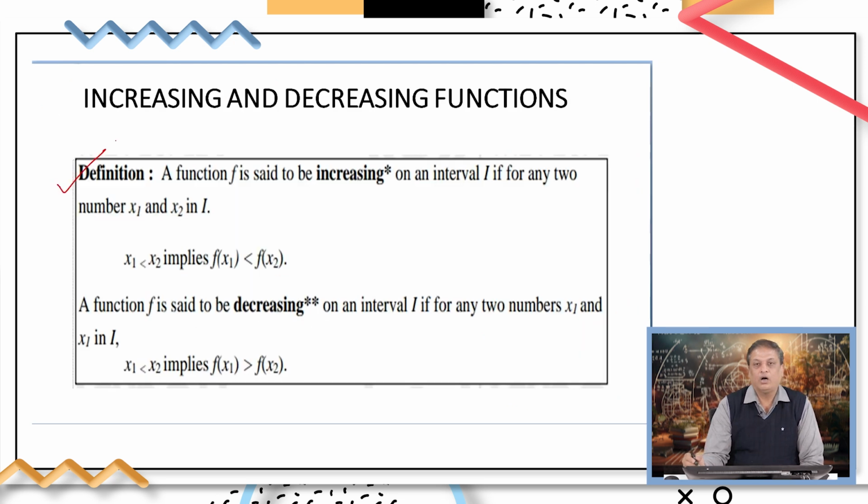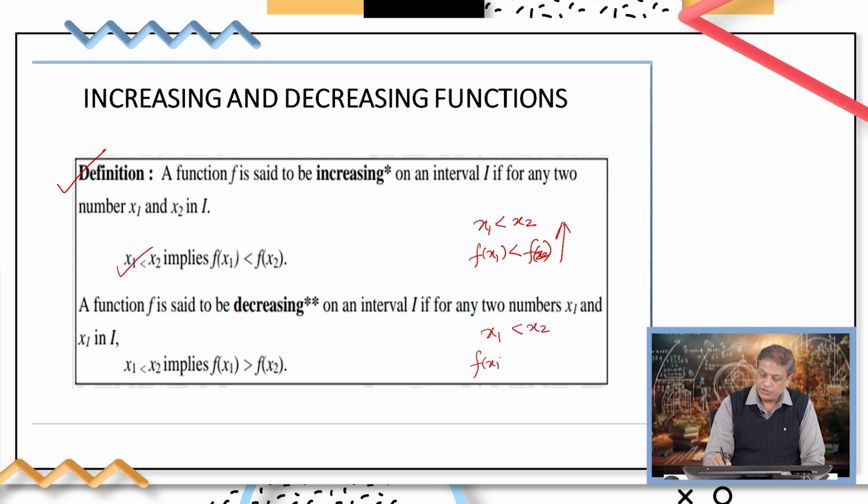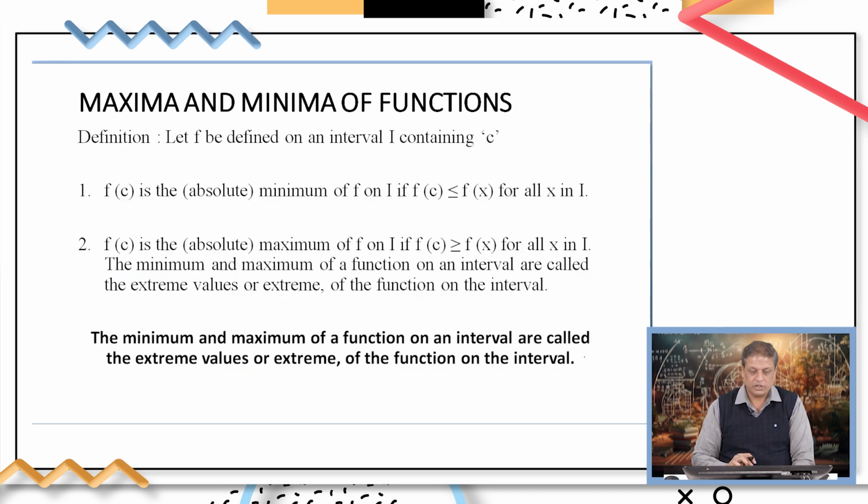We understood how to determine whether a function is increasing or decreasing, and there were two criteria. If in an interval x1 is less than x2 and f(x1) is also less than f(x2), then the function is increasing. But in case x1 is less than x2 but f(x1) is greater than f(x2), then the function is decreasing. So, we learned these concepts.